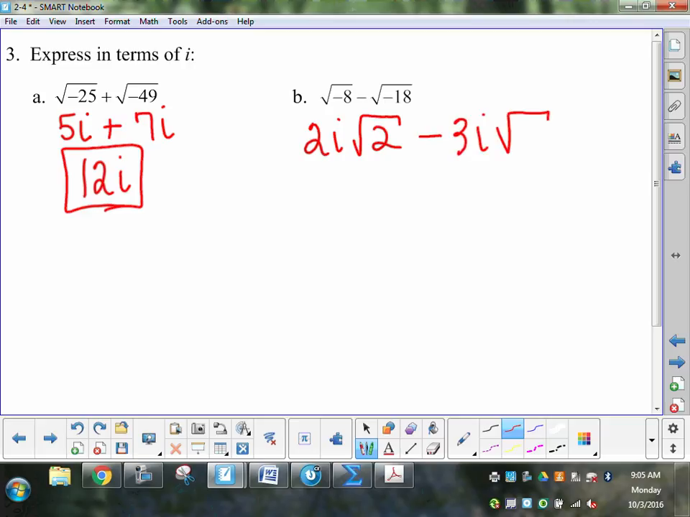3i/2. Who can tell me what I get when I subtract those two? What would I be left with when I subtract those two? Because they're like radicals. Yeah, -1i√2, which we can write out just as -i√2. Questions on that? That's simplifying radicals.